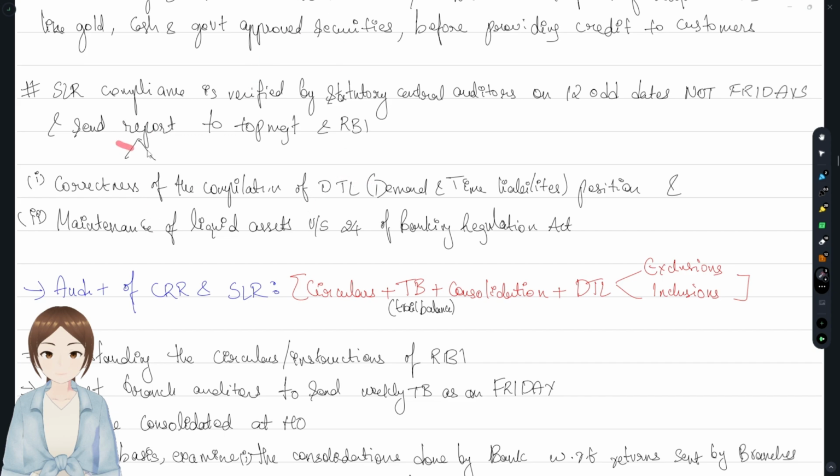Okay. What shall that report consist of? That report shall consist of correctness of compilation of demand and time liabilities position and maintenance of liquid assets under Section 24 of the Banking Regulation Act. Once again, SLR compliance is verified by whom? Statutory central auditors. They have to give a report to whom? Top management and RBI. It shall consist of correctness of compilation of demand and time liabilities position and maintenance of liquid assets under Section 24 of the Banking Regulation Act.